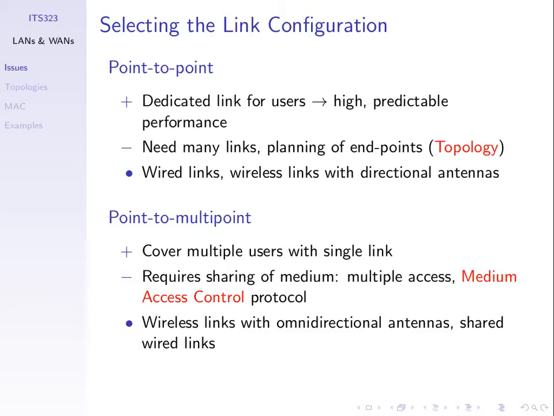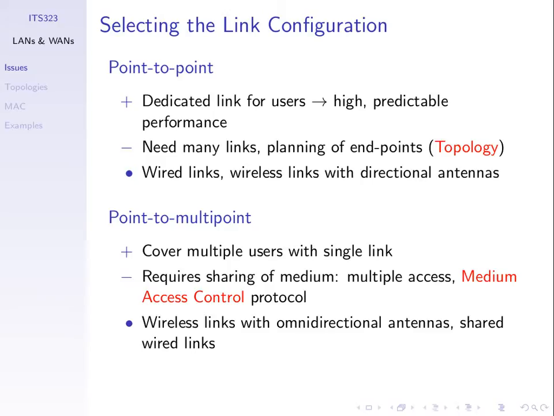Point-to-point: many wired links are point-to-point links. Some wireless links we can think of as point-to-point if we have highly directional antennas. So if we have antennas pointing at each other, then essentially they don't interfere with anyone else, and it's a point-to-point link.